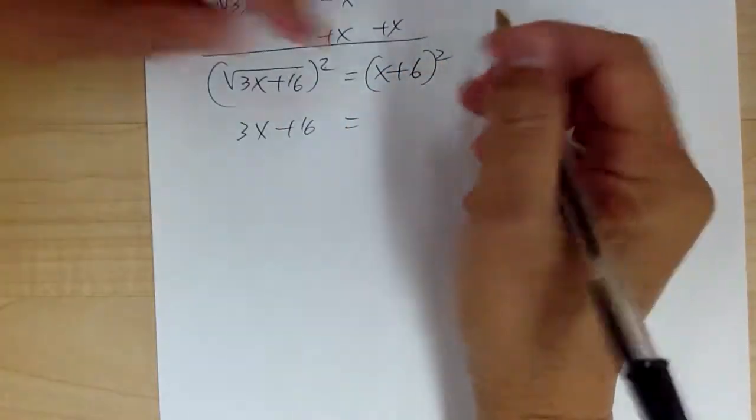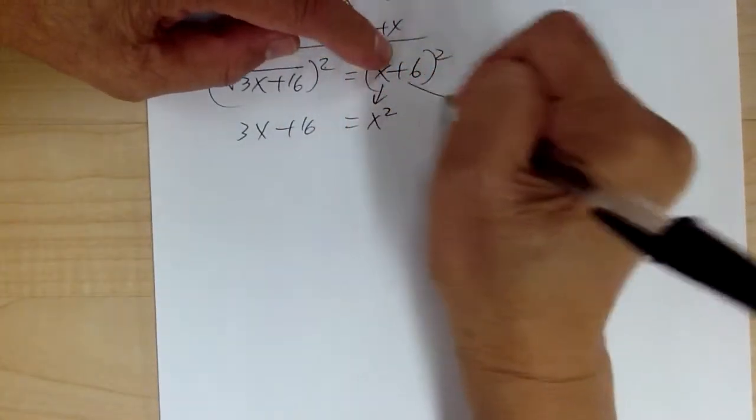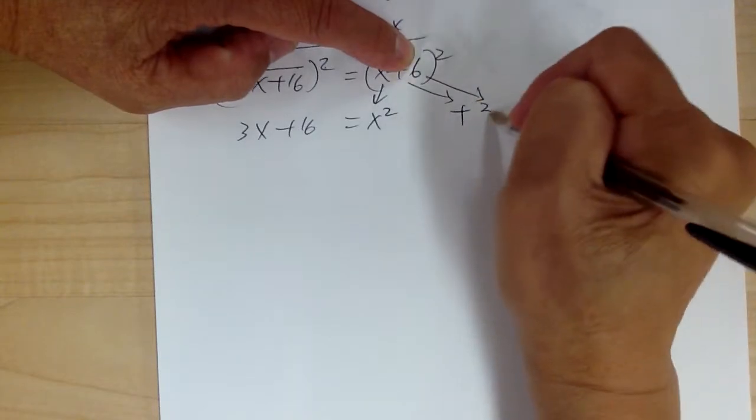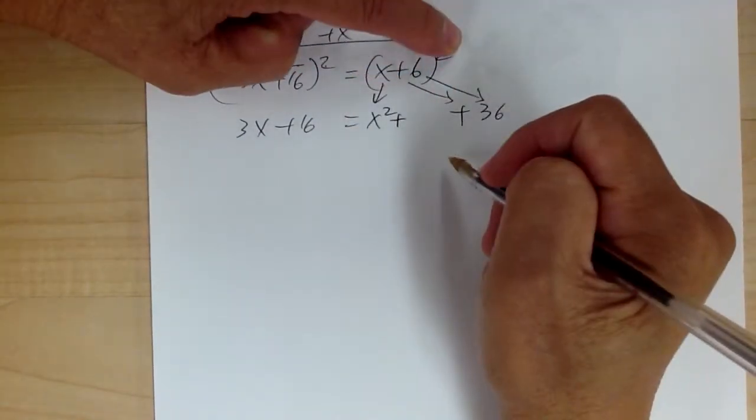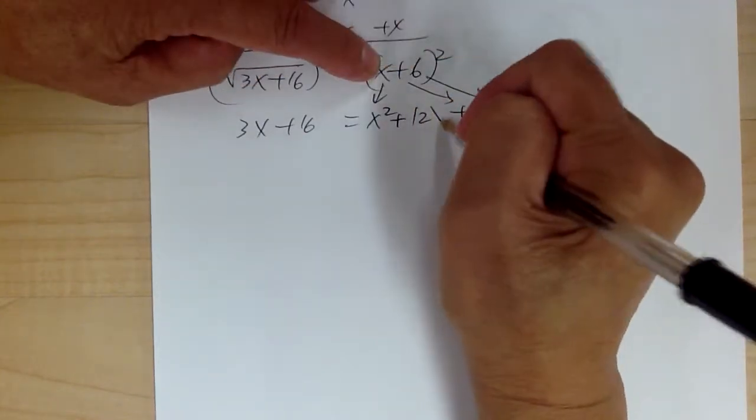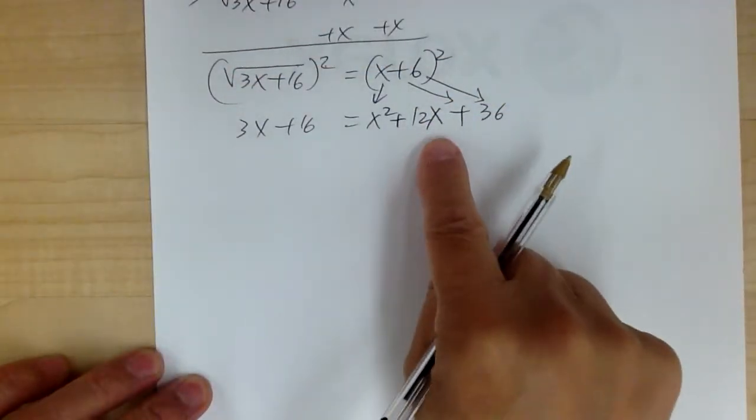Okay, square this, so you square this, you get x squared. You square that, you get plus. Square that, you get 36. In the middle term, you have to multiply. The sign is plus. Number 2 times 6 is 12. Alphabet is x. So remember, make sure you get your middle term.